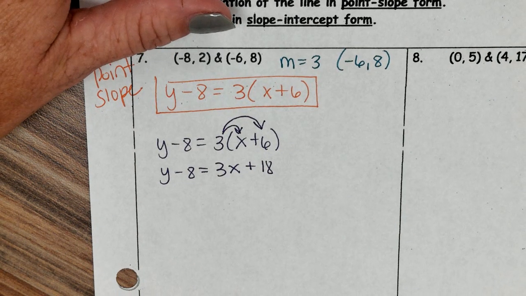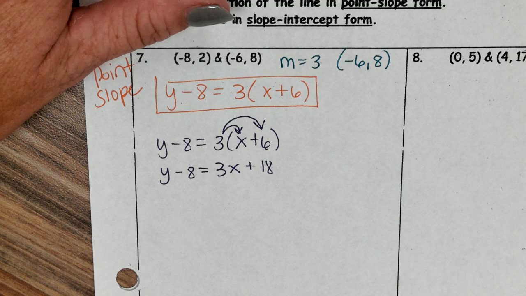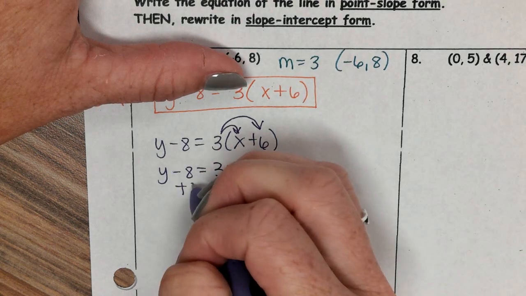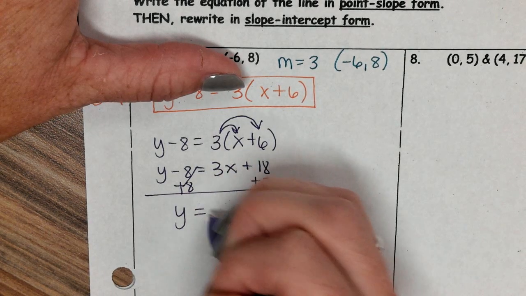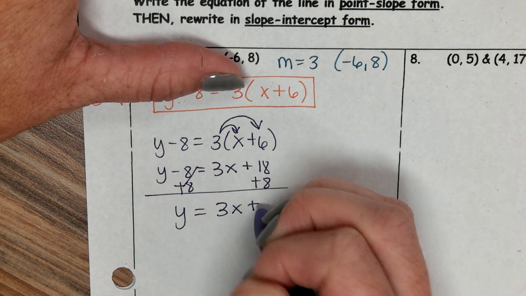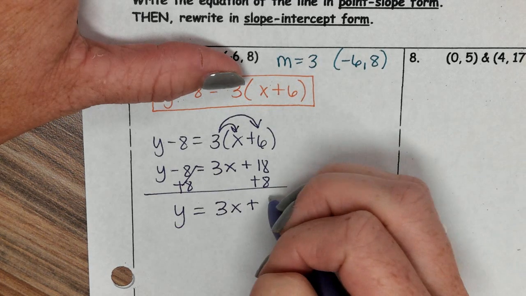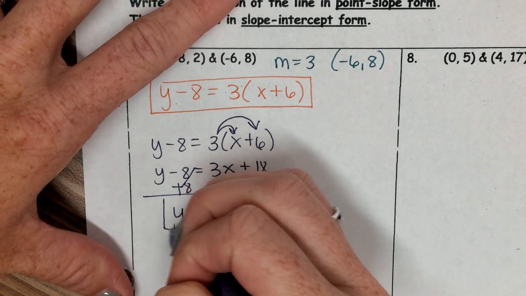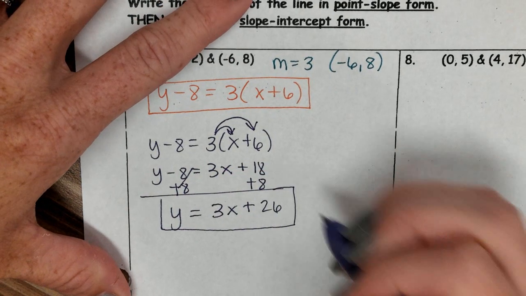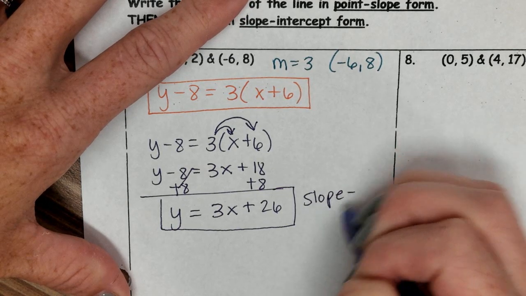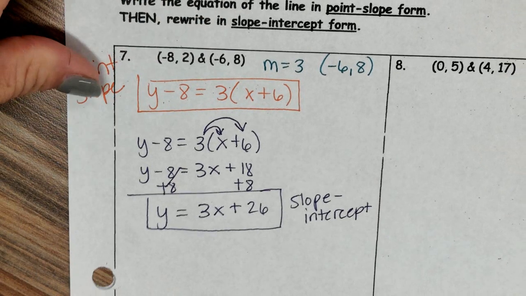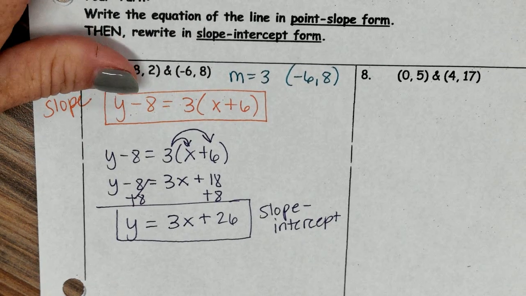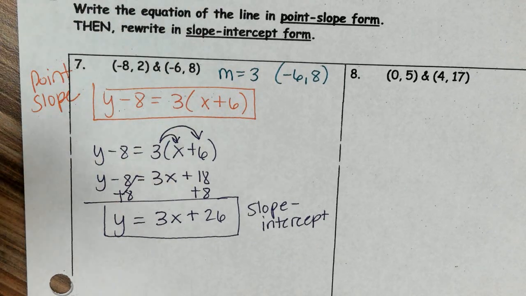I am now going to add 8 to get rid of the 8. And I'm left with y equals 3x plus, what's 18 plus 8? 26. This is slope-intercept form.